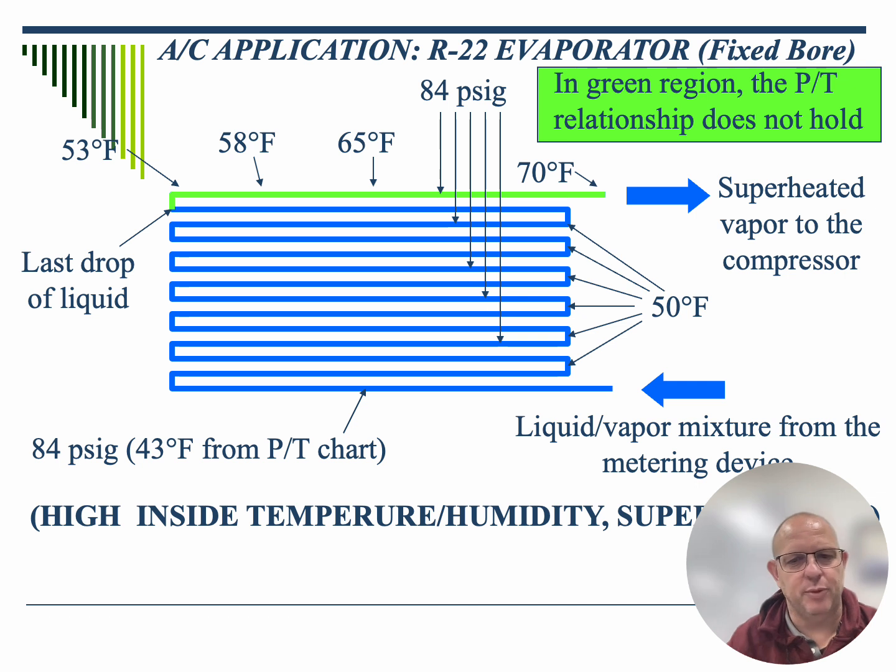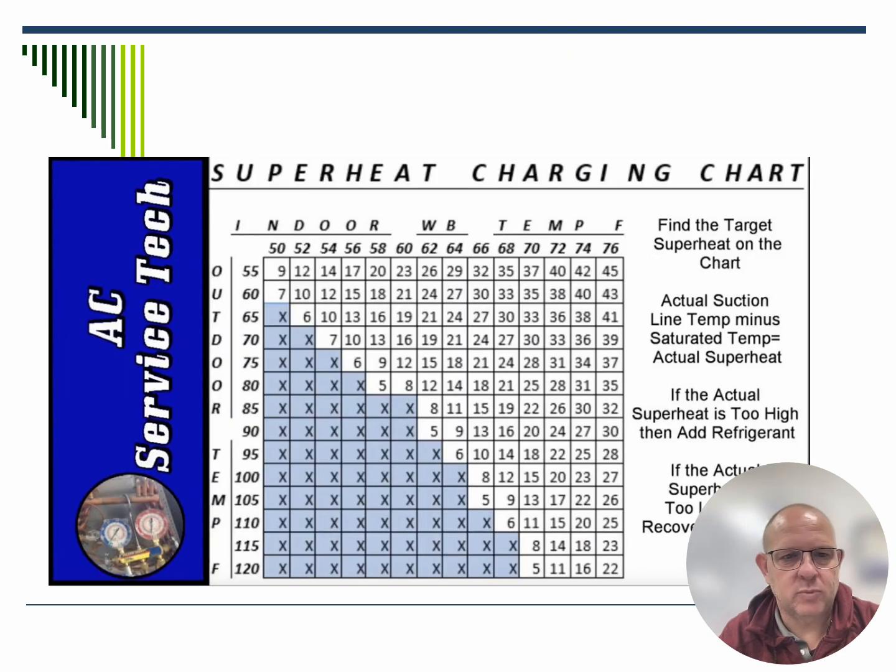But in this case, when we're looking at this PowerPoint, high inside temperature and humidity could end up being a higher superheat value for our systems. Now, every system that's out there is going to come with some type of charging chart, whether it be a subcooling charging chart or a superheat charging chart. It really depends on the type of metering device that the system actually has. What is in front of us right now is a superheat charging chart.